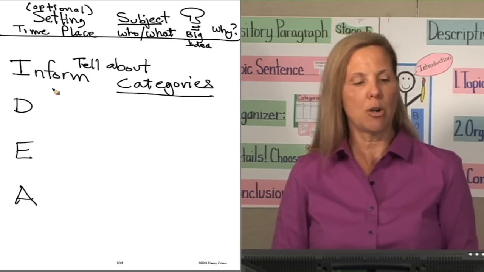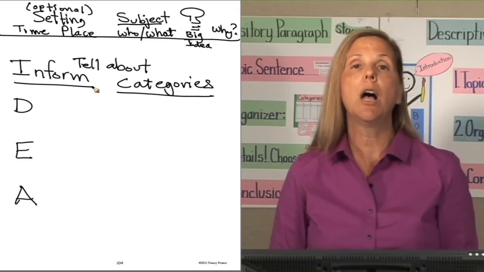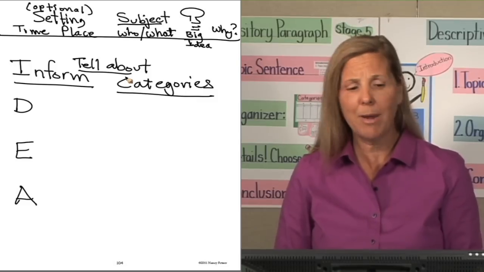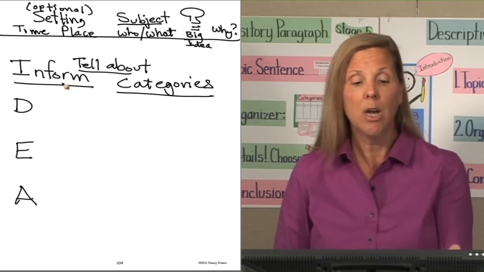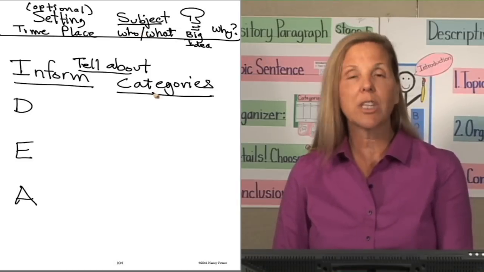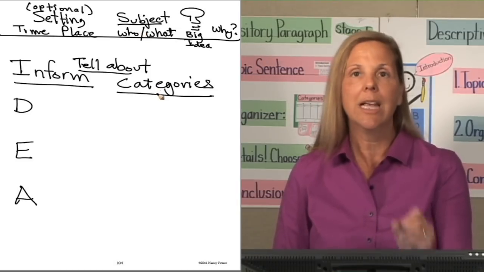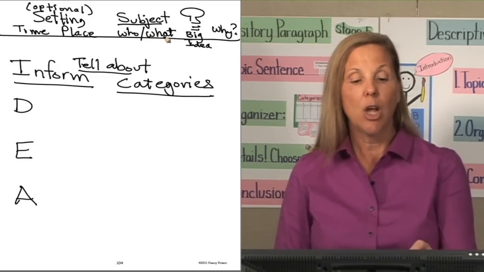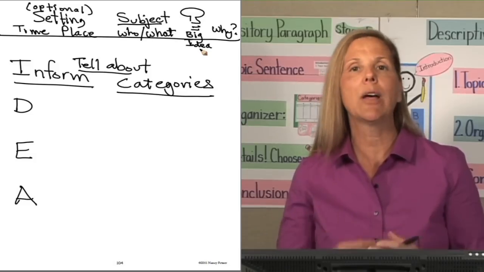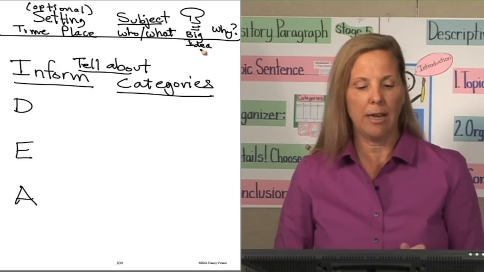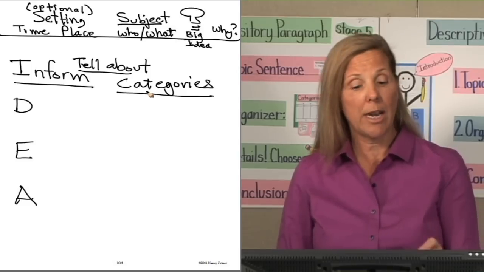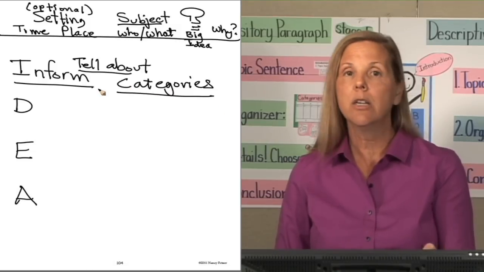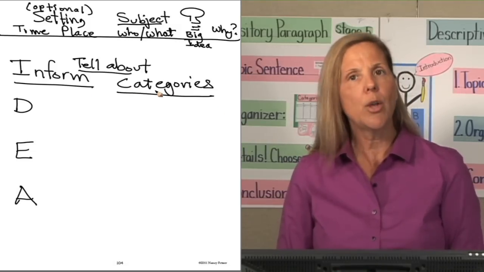So we have our purpose. We're going to inform about plants, tell about plants. How are we going to organize the information when we're going to tell about or inform our reader about plants? We're going to sort the information into categories, into separate parts. So I may tell you plants. What's the big idea? I'm going to tell you about all the things a plant needs in order to survive. My information then will be organized into categories, the things a plant needs to survive. Sun, soil, water, all those different things.